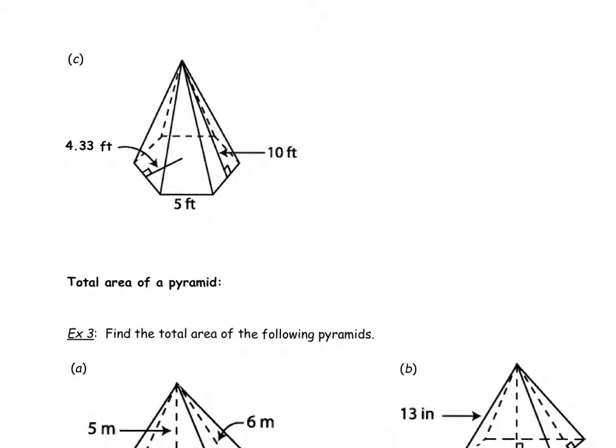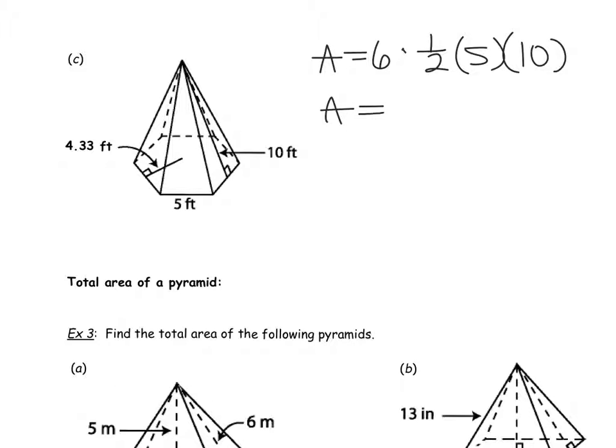In our third example, we have our hexagonal pyramid, which has 6 sides, so we have 6 faces. So that's 6 times 1/2 times our base of 5 times our slant height of 10. So when we do 6 times 1/2 times 5 times 10, we get an area of 150 feet squared.